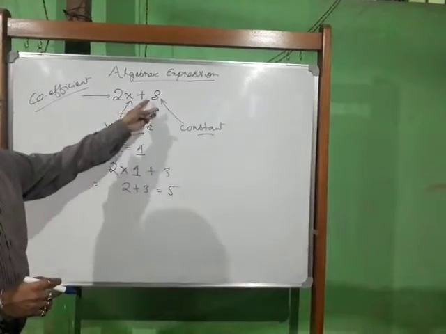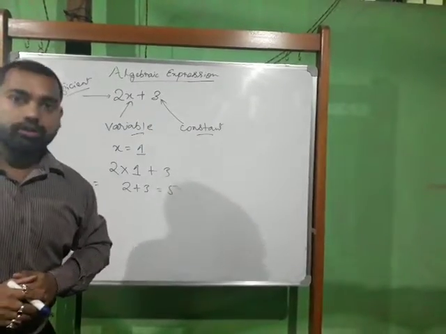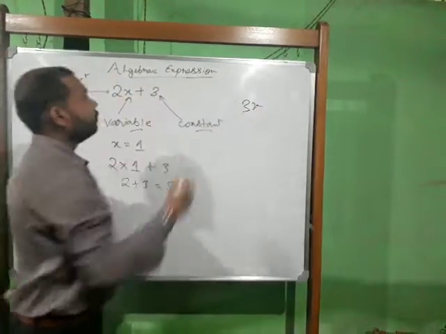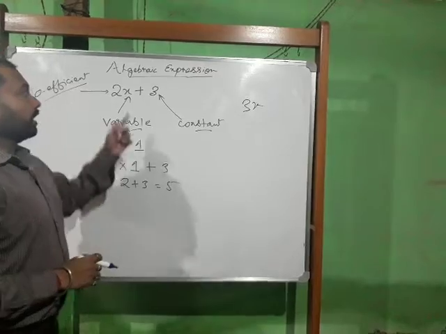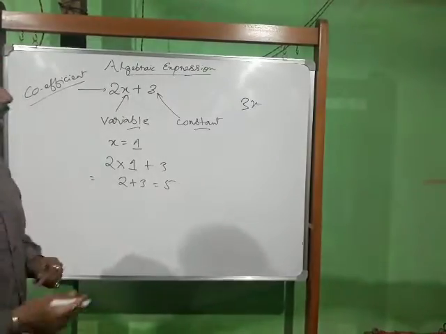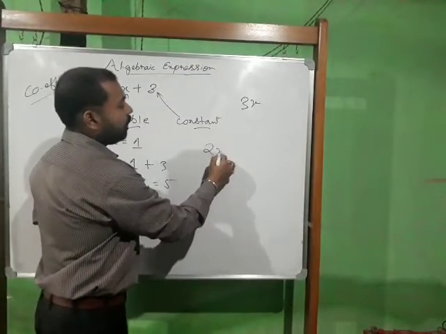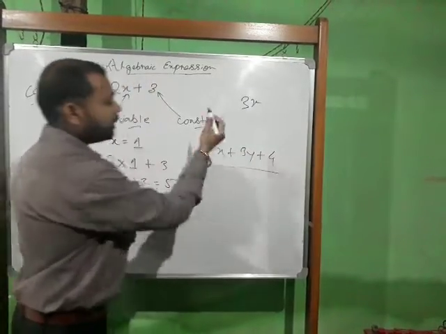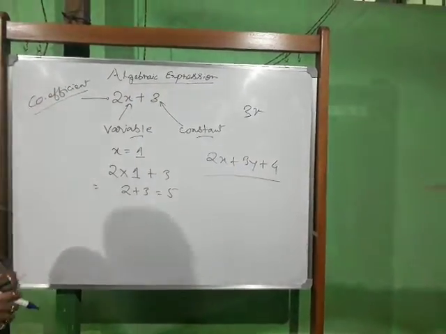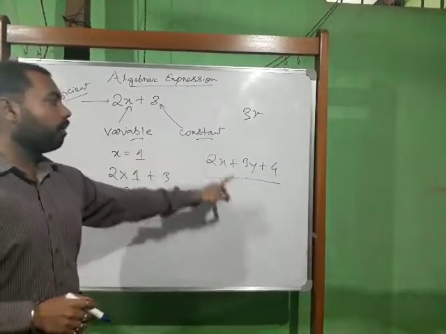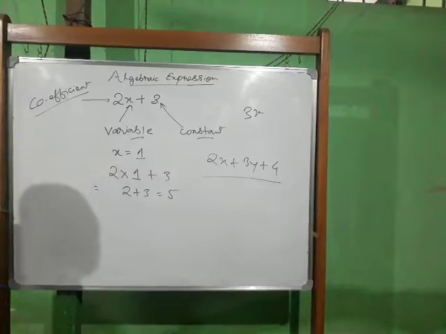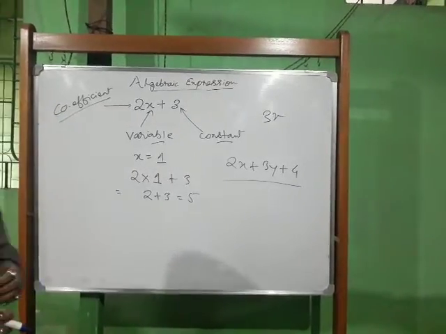It is not necessary that there will always be a constant. Simply we can write like this also, 3x. So this can also become an algebraic expression. Now here I have used one variable. If I write like this, 2x plus 3y plus 4, again this is also an algebraic expression, of two variables, because we have used two variables, x and y. So this is about the algebraic expression.